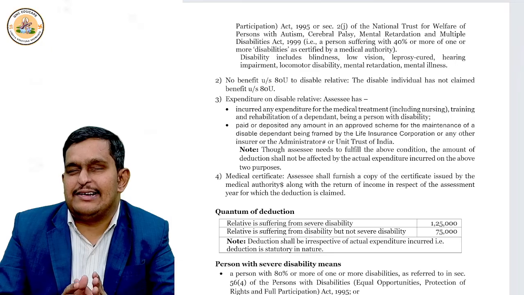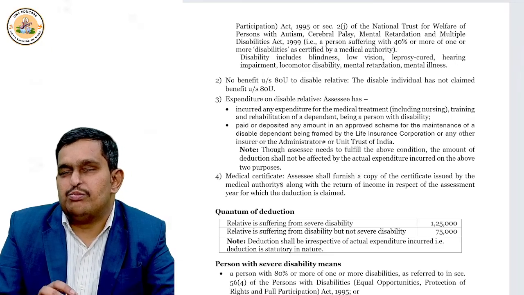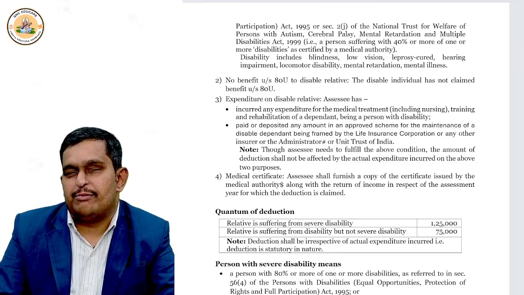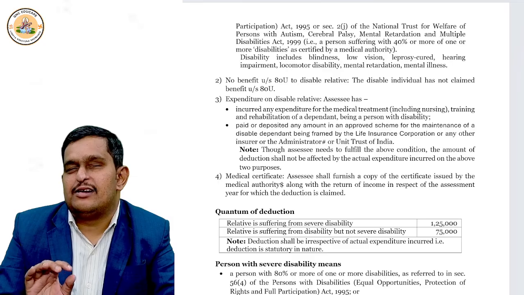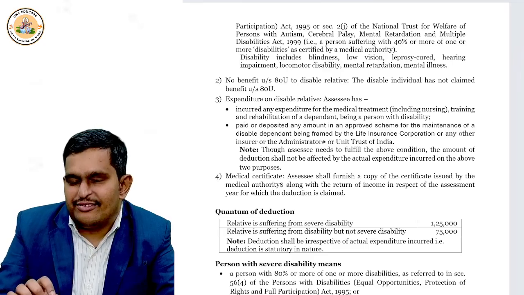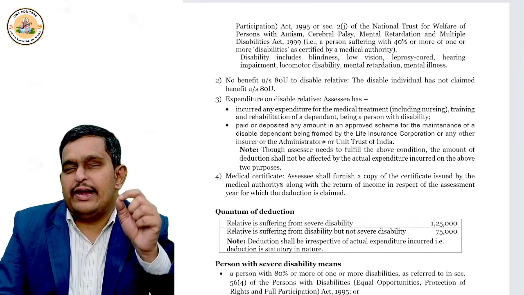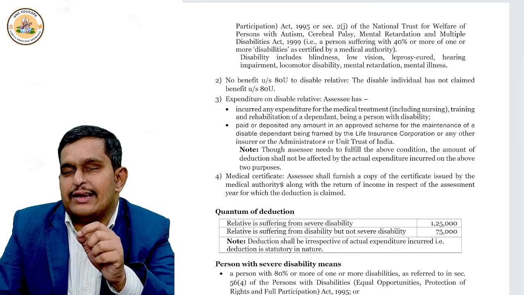And whether it is 80DD or 80U, both talk about a disabled person only. But 80U gives deduction to the disabled person himself, and 80DD gives deduction to the person who maintains the disabled dependent relative.